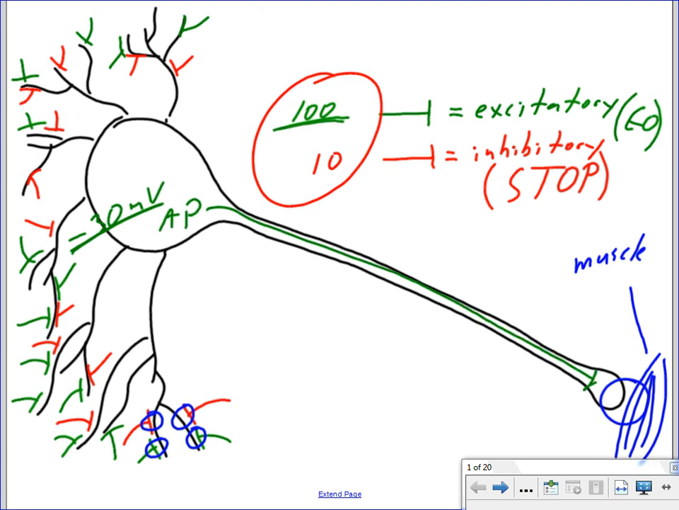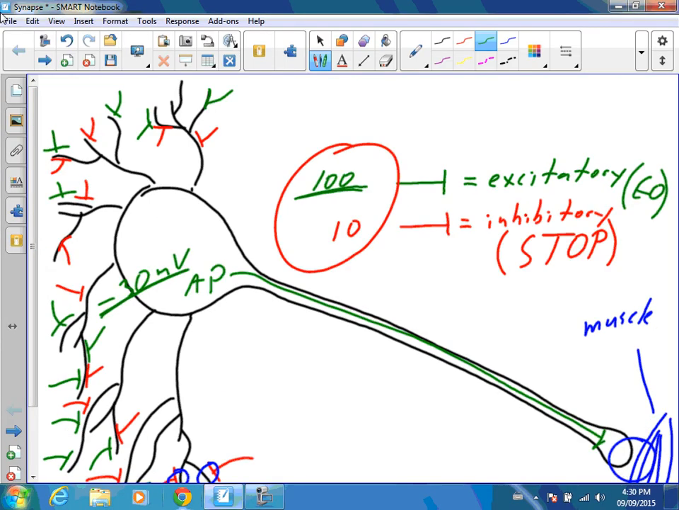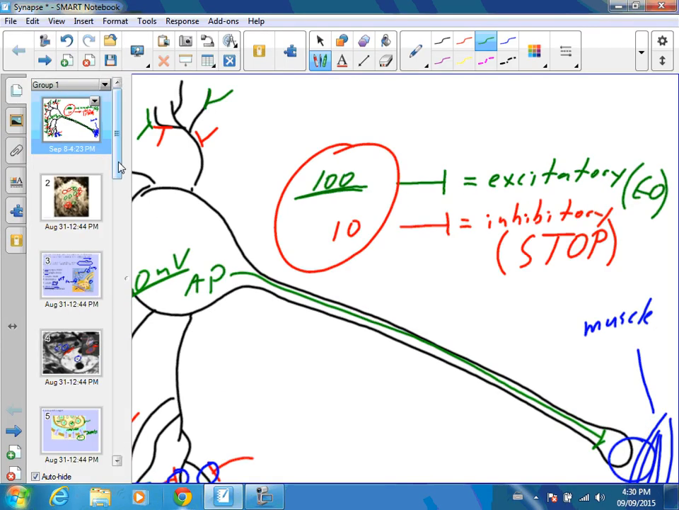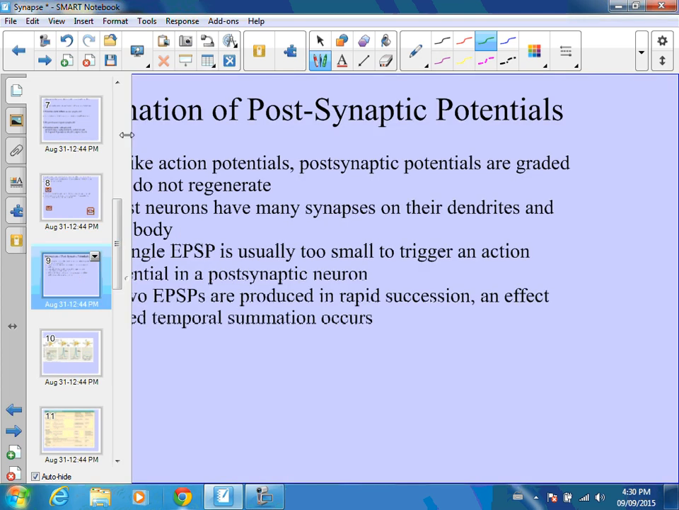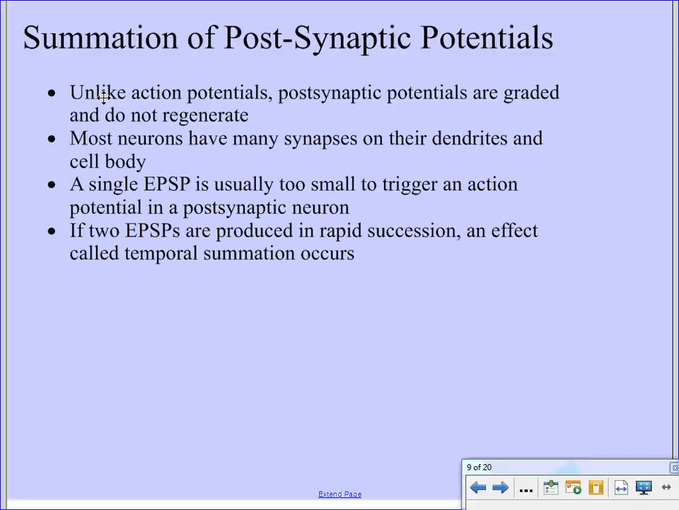So adding together the excitatory and the inhibitory messages, this is simply referred to as summation. So if we drag back down to that slide where it does talk about summation, it's referred to as summation of the postsynaptic potentials. So after the synapse, the potentials, a bunch of them inhibitory, some excitatory, and depending upon, again, what you have more of, typically determines whether or not the neuron will generate and send an action potential.